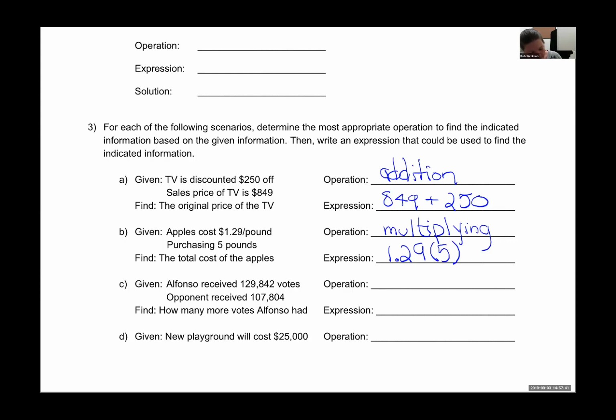So given here, Alfonso received 129,842 votes. His opponent received 107,804. Subtraction? Well, I don't know yet. It depends what the question is. I haven't read the find. How many more votes Alfonso had? Okay, I agree with you guys that it's subtraction. And yet there's this word more in here, which makes me feel like addition. Why is this a subtraction problem?